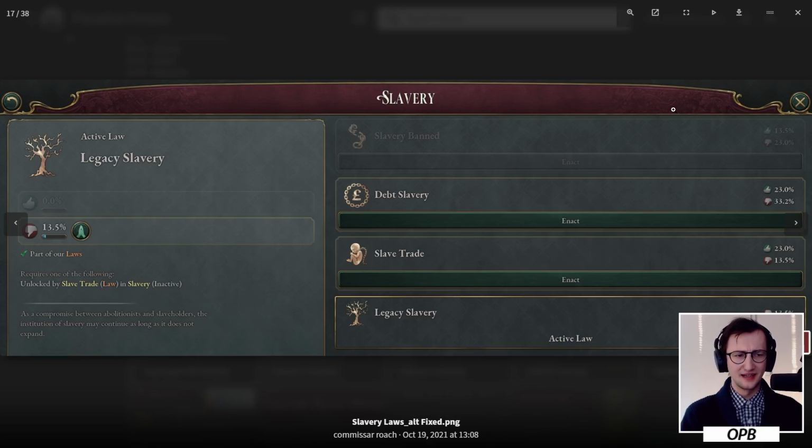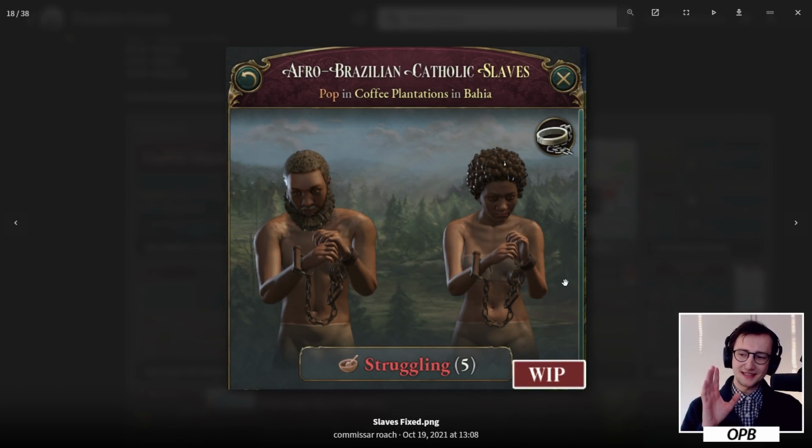But again, there's a lot of space. I will always say that these images will add so much to the actual gameplay. I'm very excited to see pops through and through in the world. And I'm actually excited for this monthly update because there are some pops with some clothes that we haven't seen before, and there seems to be more variety than I assumed. Now you can see slaves, Afro-Brazilian, Catholic slaves pop in coffee plantations in Bahia, which is that Mexico? Bahia? Honestly, I'm not certain. I don't want to bet on it. Maybe it's Brazil.